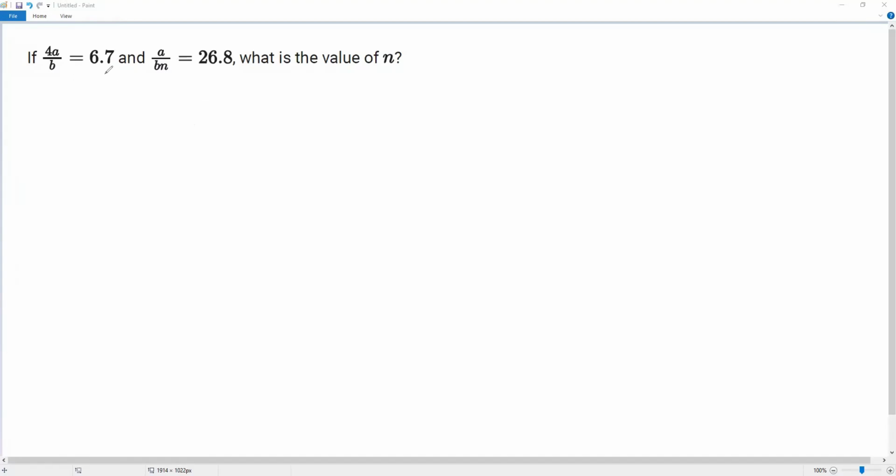If 4a/b equals 6.7 and a/bn equals 26.8, what is the value of n? Okay, now let me divide the first equation by the second equation.